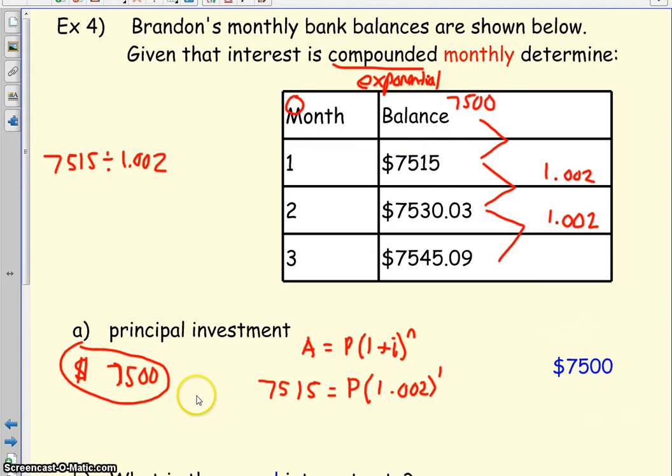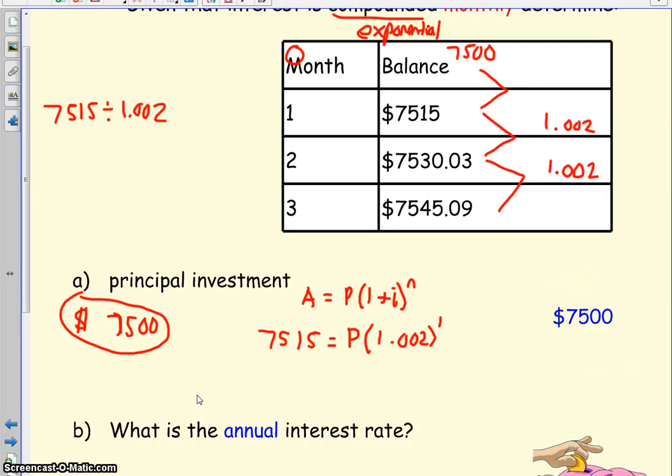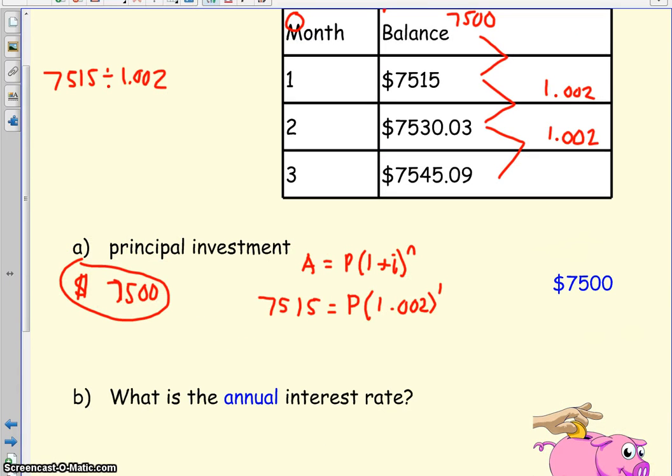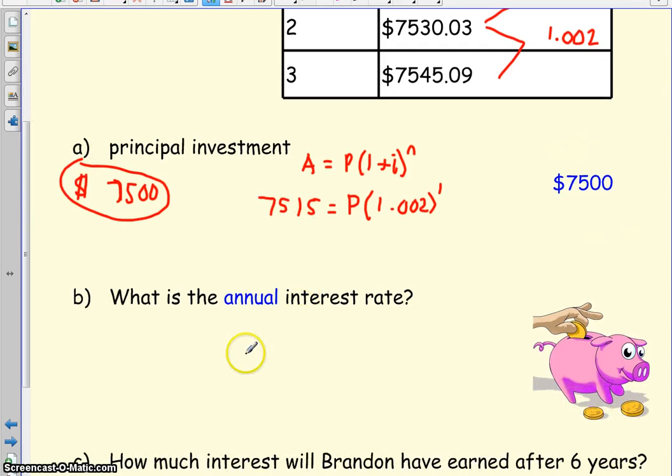Okay. So with that in mind, what's the annual interest rate? Well, the best way to look at this one is, if we know that the value of the base is 1.002, we know that 1 plus i is equal to 1.002. Okay, so that means we can actually take this equation and solve for i. So if we subtract 1 from both sides of the equation, that tells us that the value of i is going to be equal to 0.002, which isn't exactly earth-shattering.